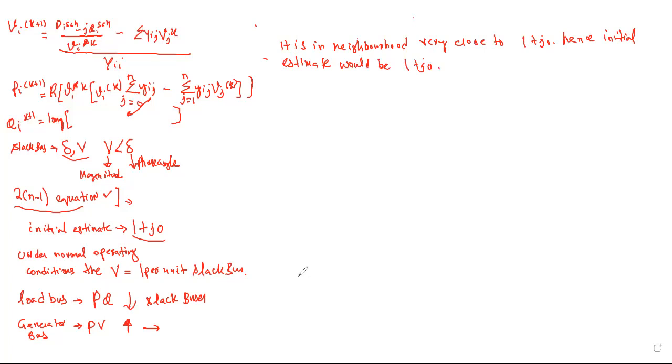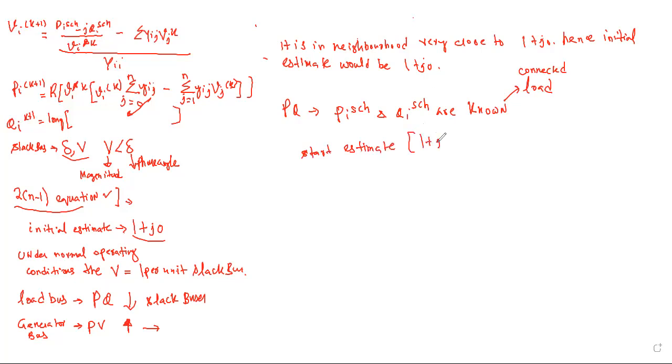Now for PQ buses, the real and reactive powers are scheduled. In the PQ buses we have the scheduled P and the scheduled reactive power, and these are known, because the load value is known. We know the connected load, like a house in a place in Kerala, where you know the connected load. So this is the load bus, and you do know the load. Now you can start with an initial estimate, which is nothing but 1 plus j0.